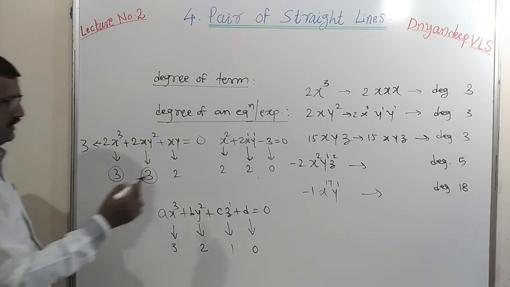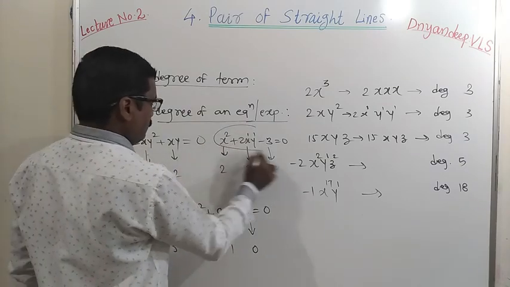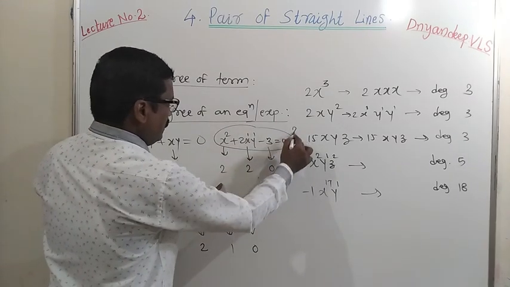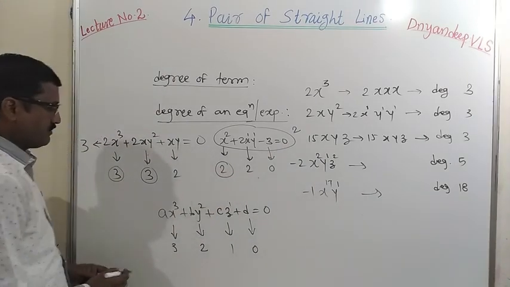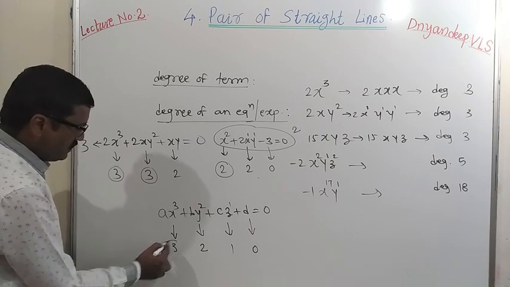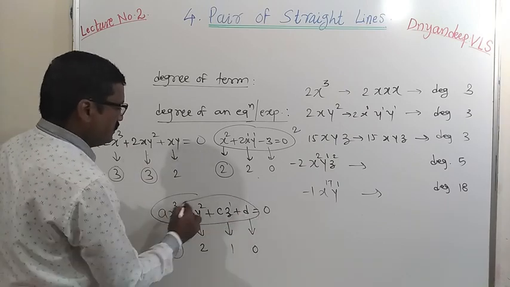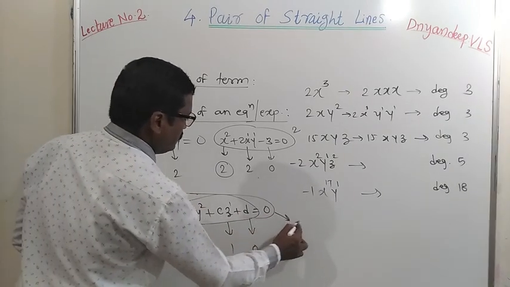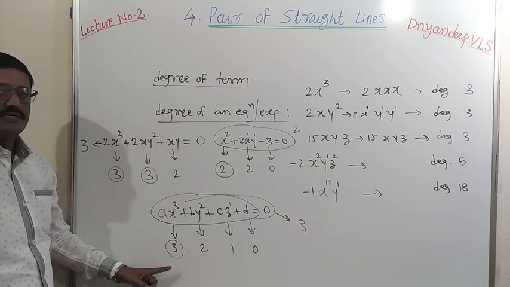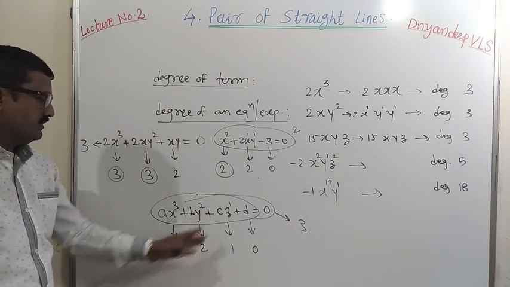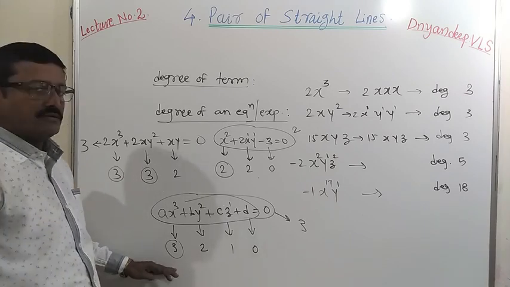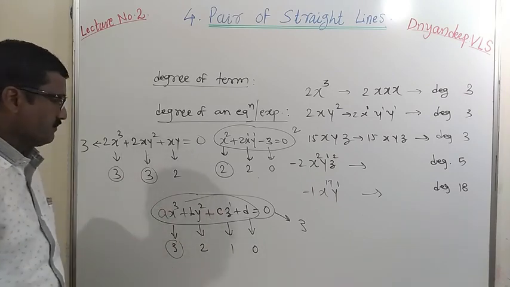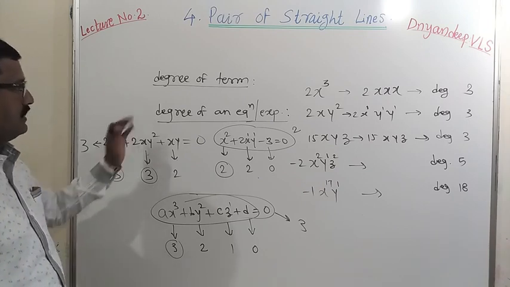Okay. Degree of this equation will be 2. Why? Because this 2 is the highest degree. In this equation 3 is the highest. So the degree of this equation is 3, because 3 is the degree of the highest degree of one of the terms. So this is the degree of equation.